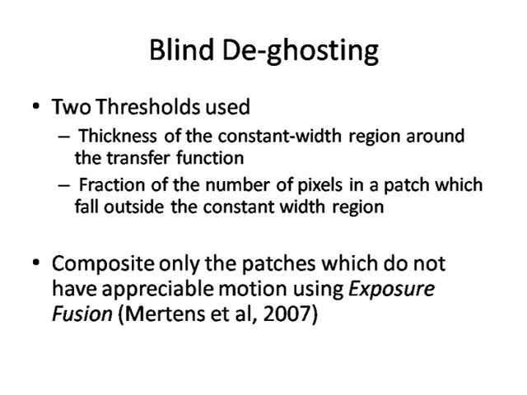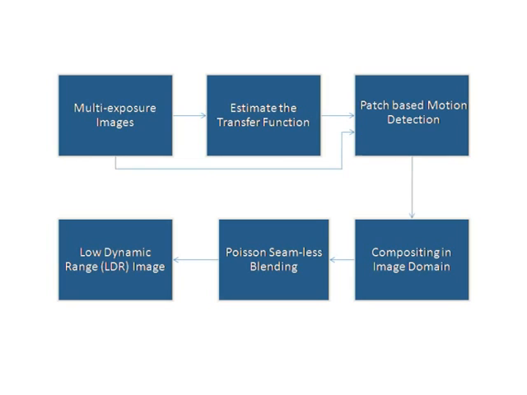Apart from choosing a threshold for the constant width region, we also fix a threshold for the fraction of pixels lying outside the constant width region. The patches which have the number of pixels lying outside the constant width region exceeding this threshold are classified as having motion. We then use exposure fusion by Mertens et al. to composite the patches without motion. This figure shows the proposed approach. The patches are chosen to have an overlap of 1 pixel and compositing on the patches without motion is performed.